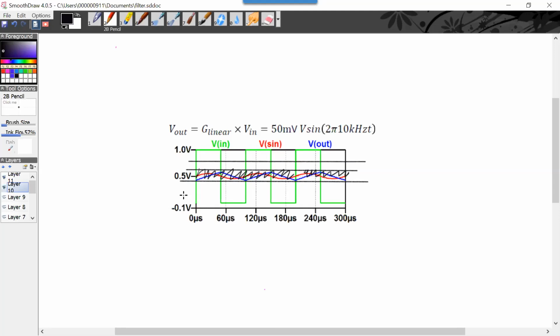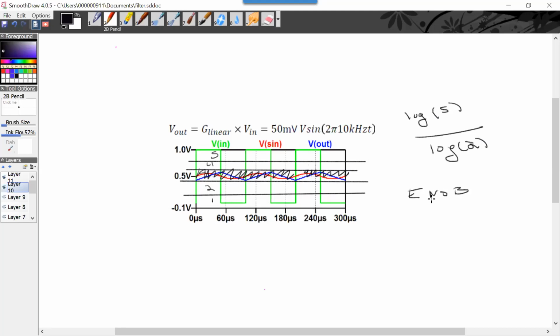Loosely speaking, if all of these had the same height, I'd have 1, 2, 3, 4, 5 regions. That's 5 digital things. So if I take the log of 5 divided by the log of 2, that gives me my effective number of bits. So if I want more bits, I need to make this ripple smaller.